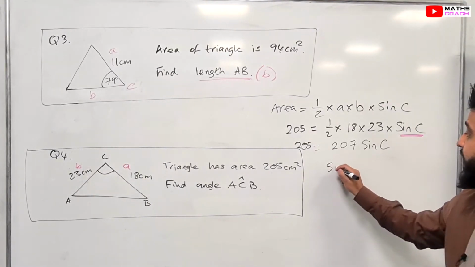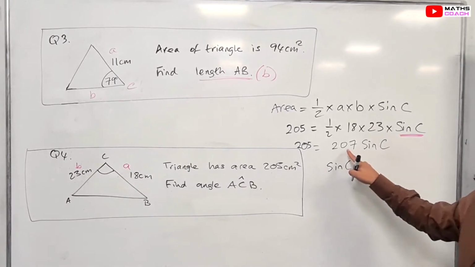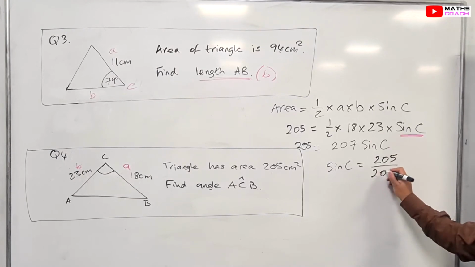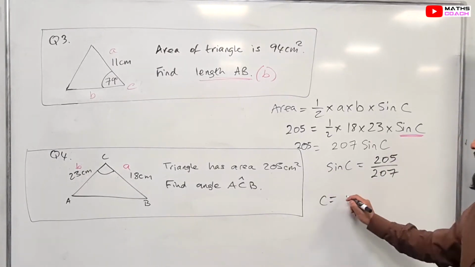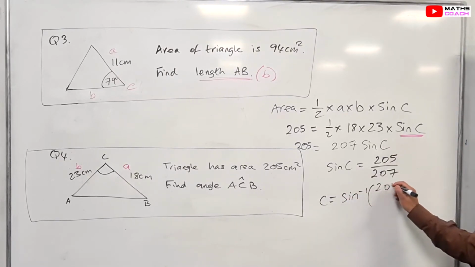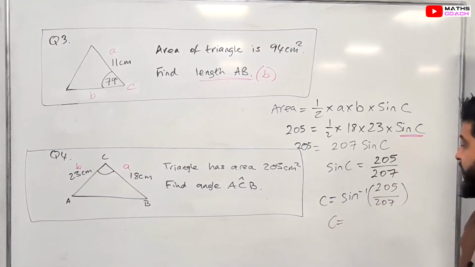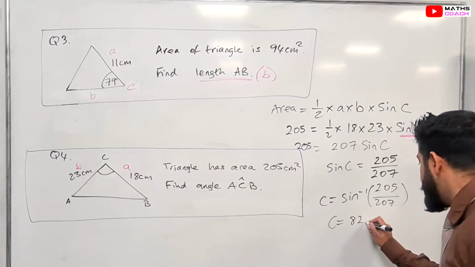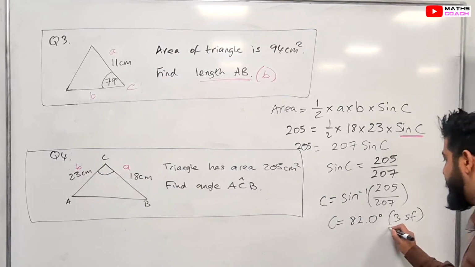Now, to make sine C on its own, we are going to divide by 207 onto this side. So we get 205 divided by 207. And now we can just calculate the angle C by doing the inverse, because we are finding an angle. So the inverse of sine, 205 over 207. On your calculators, put that in and get the answer. And you should get 82.0 degrees to 3 significant figures.